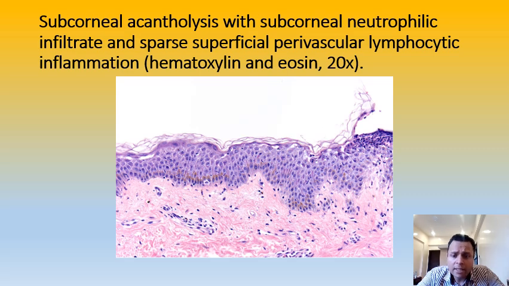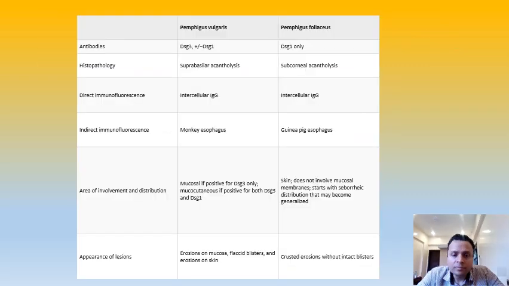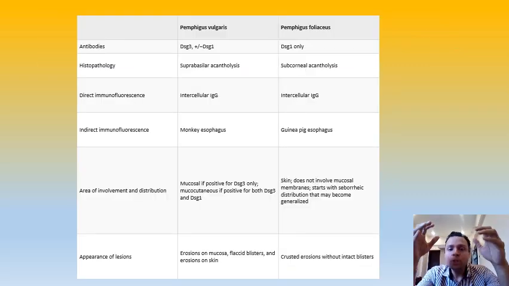This you can see there is a cleft here. Okay, subcorneal acantholysis, subcorneal neutrophilic infiltrate is there. Here there are a lot of neutrophils you can see. Okay, and superficial perivascular lymphocytic inflammation is there. Very classical. So how will you distinguish Pemphigus?